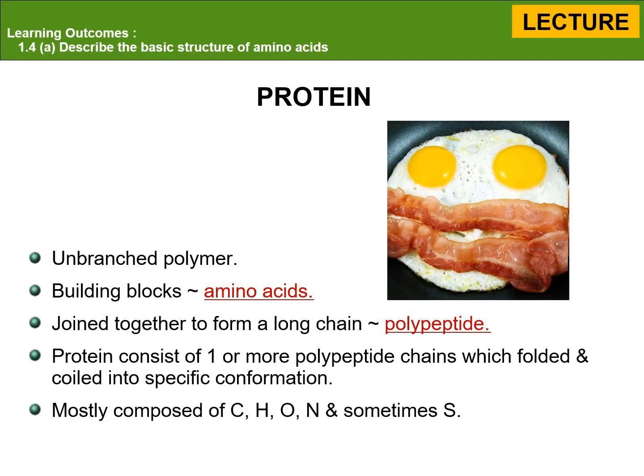Protein is an unbranched polymer. It is made up of many amino acids. These amino acids are joined together to form a long chain known as a polypeptide. Protein consists of one or more polypeptide chains which are folded and coiled into a specific conformation, mostly composed of carbon, hydrogen, oxygen, nitrogen, and sometimes sulfur.